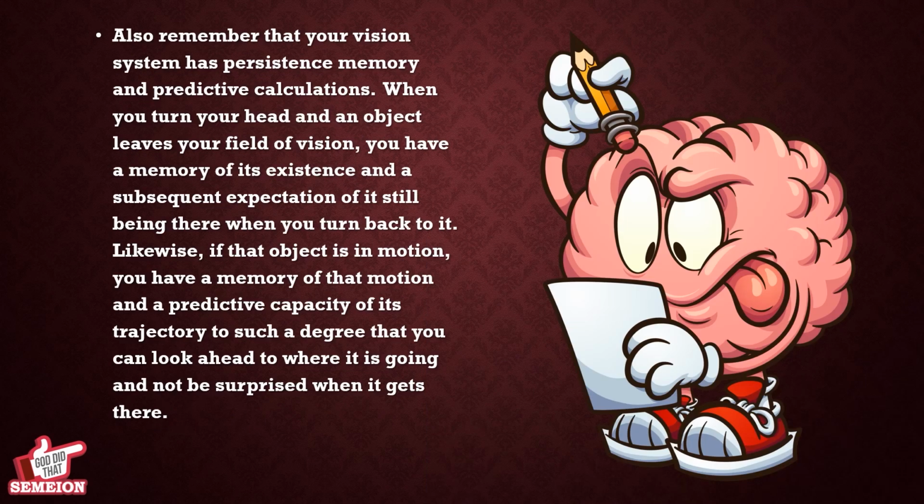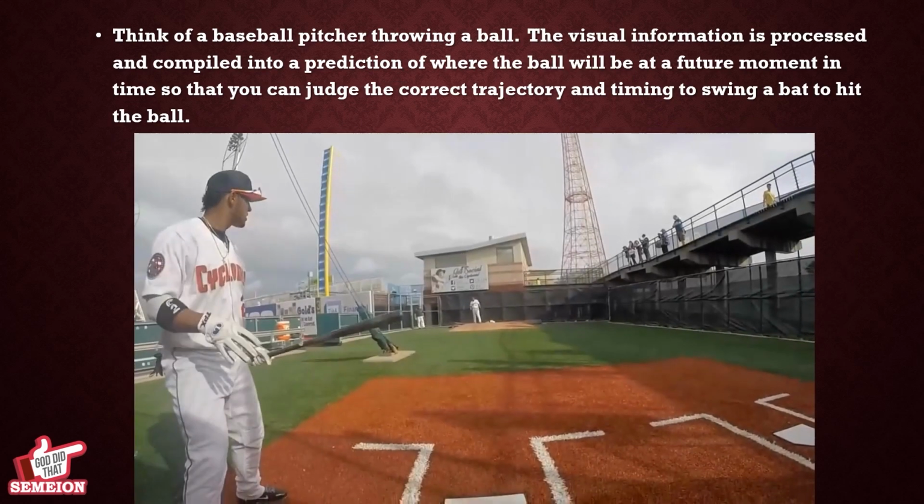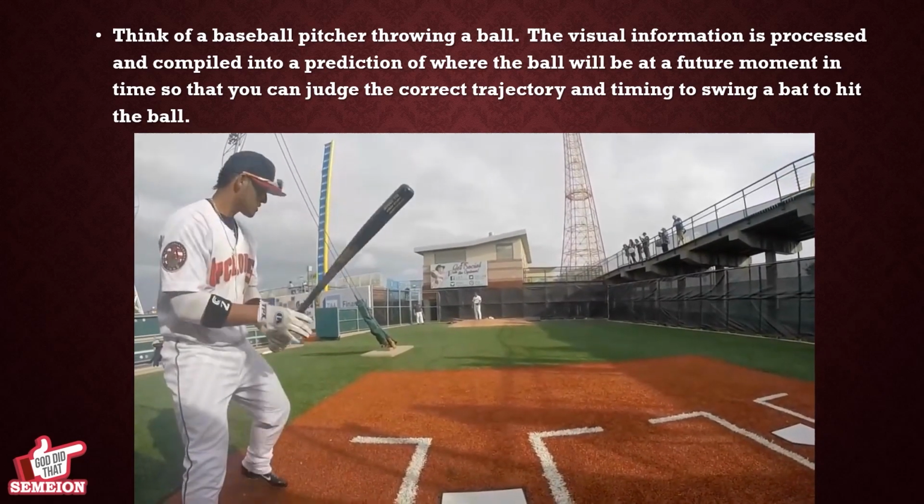Also remember that your vision system has persistence memory and predictive calculations. When you turn your head and an object leaves your field of vision, you have a memory of its existence and a subsequent expectation of it still being there when you turn back to it. Likewise, if that object is in motion, you have a memory of that motion and a predictive capacity of its trajectory to such a degree that you can look ahead to where it is going and not be surprised when it gets there. Think of a baseball pitcher throwing a ball.